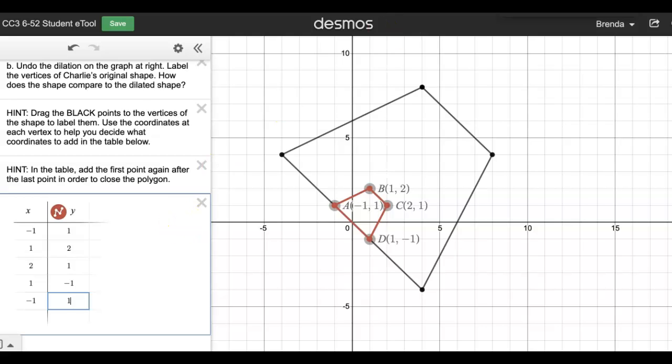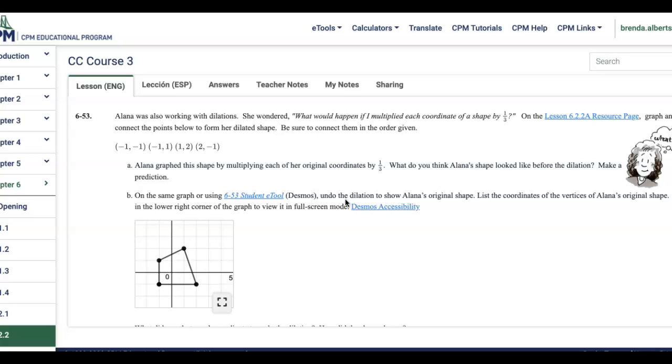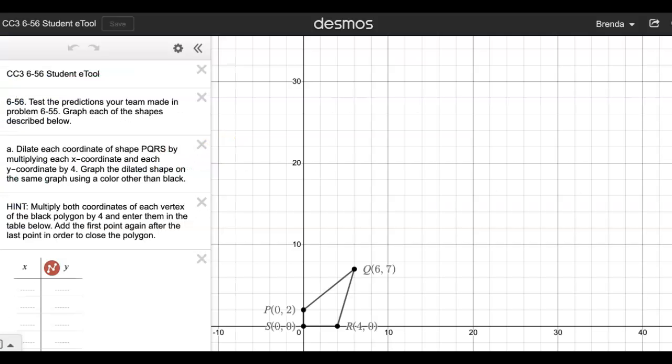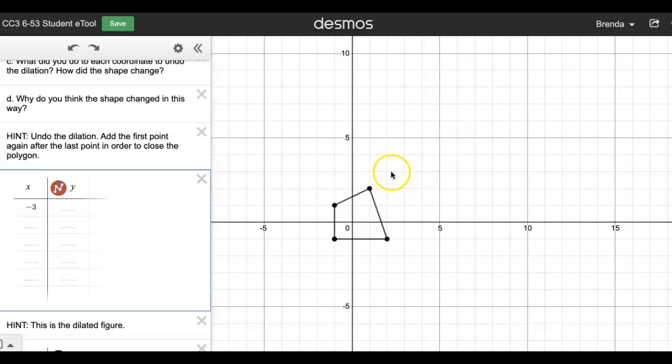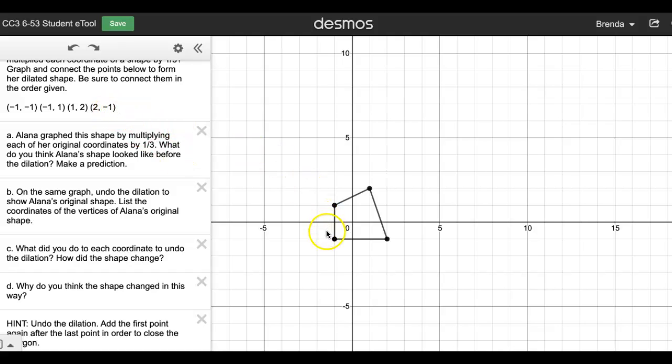The next problem that we talked about is problem 6-5-3. This one is about Elena, who is also working on dilations, and she's wondering what would happen if she multiplied each coordinate of a shape by 1/3. So she does that, and she creates a shape using these coordinates. So those are right here. Okay. So once she has done that, she's graphed her points of -1, 1, negative 1, negative 1, negative 1, 1, 1, 2, and 2, negative 1.